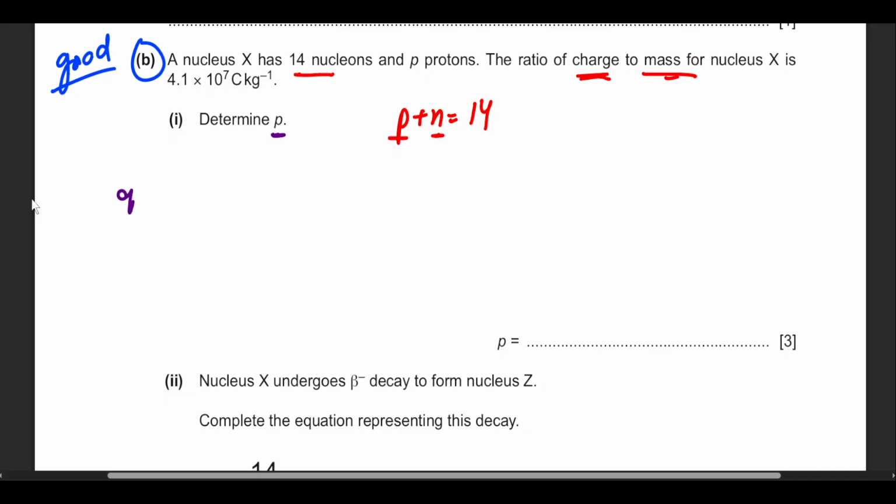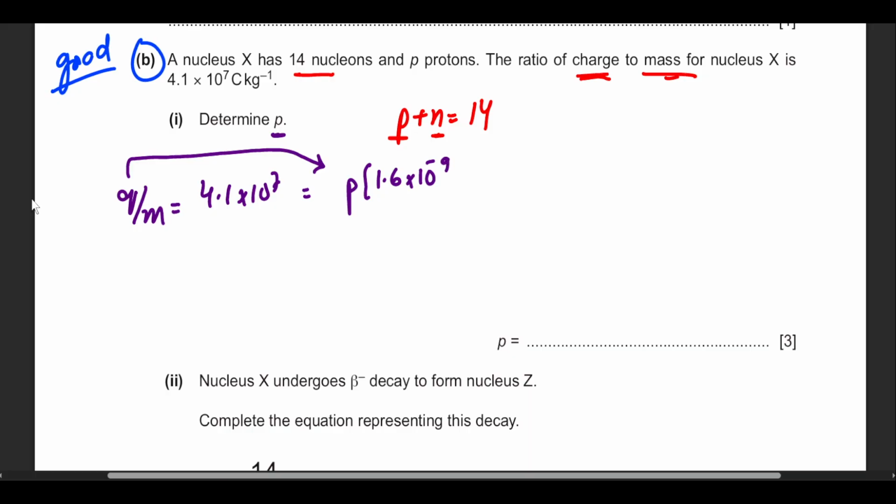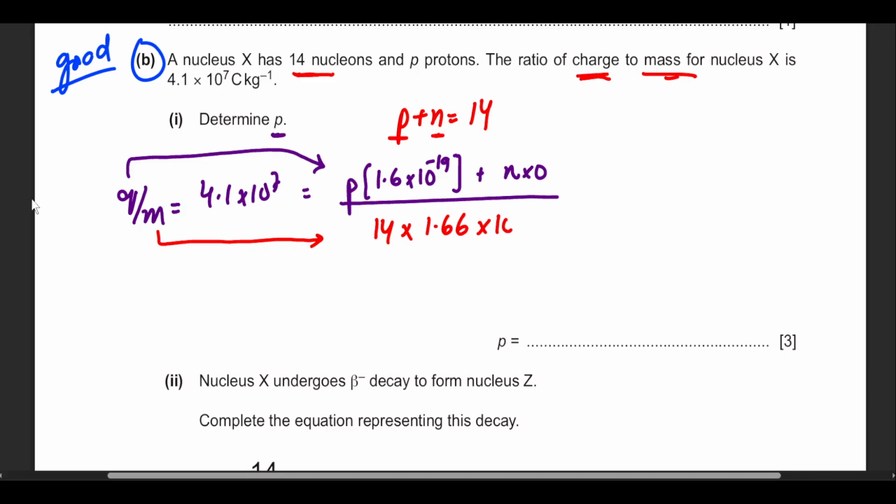So this charge to mass is given to us as 4.1 into 10 to the power 7 equals, what charge should there be? Let's say protons bring in a positive charge, which is 1.6 power minus 19, and a neutron brings in no charge because they are neutral. Now, what should be the mass of the system? Because it has 14 nucleons, protons and neutrons both have a mass. So this 14 should be multiplied by the atomic mass unit, which is 1.66 power minus 27 kilograms.